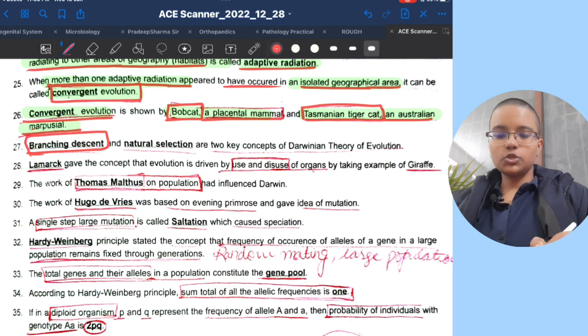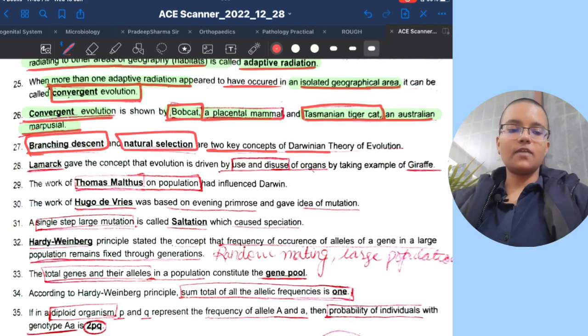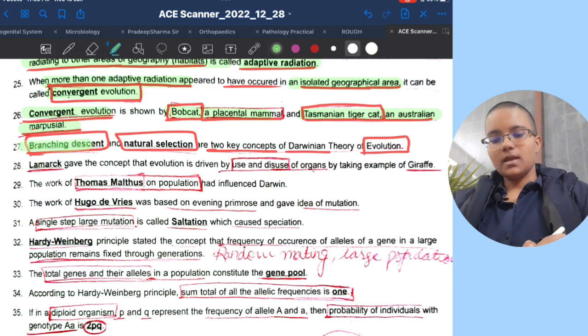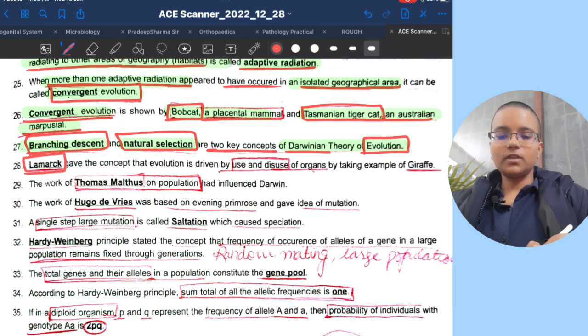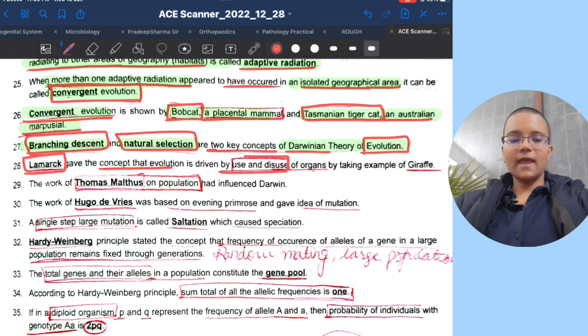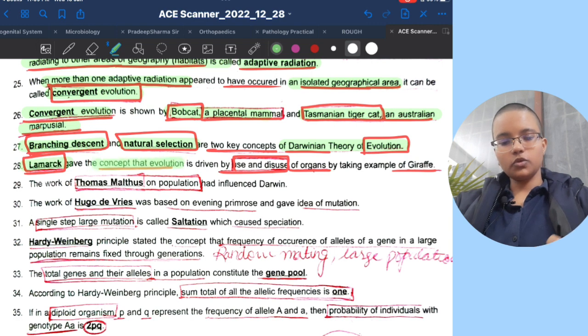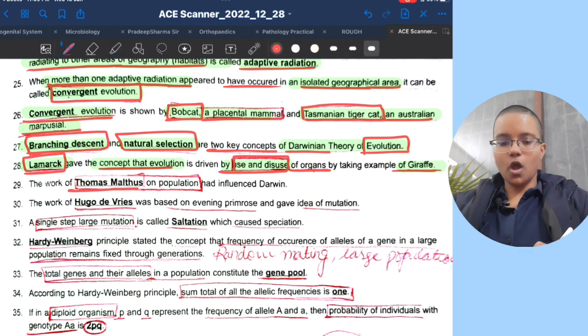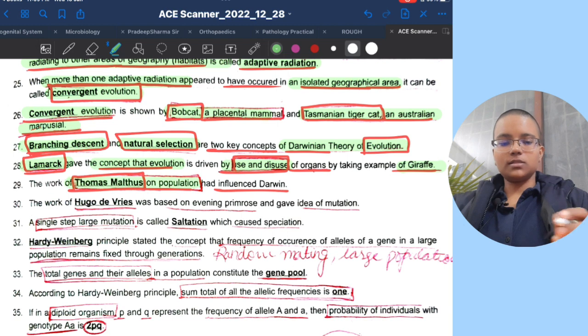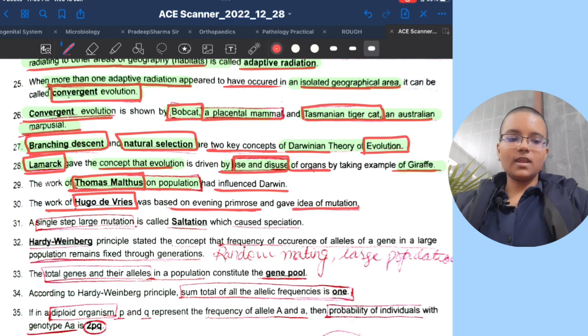Branching descent and natural selection are two key concepts of the Darwinian theory of evolution. Lamarck gave the concept that evolution is driven by use and disuse of organs, taking the example of the giraffe. The work of Thomas Malthus on population had influenced Darwin.